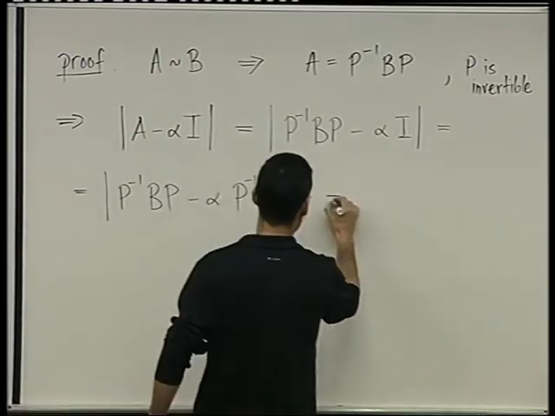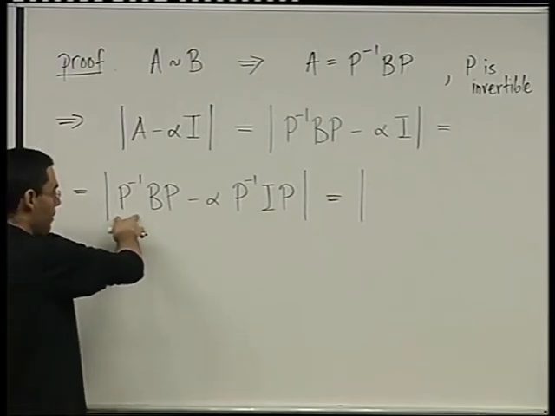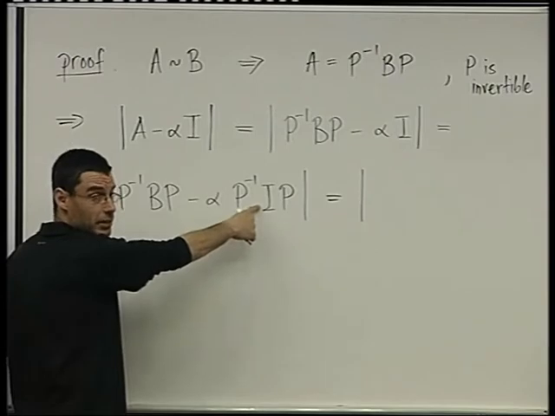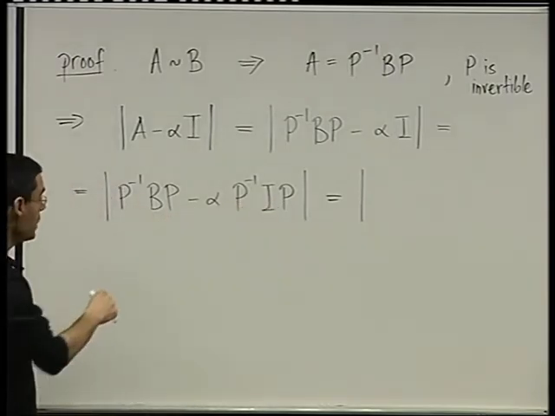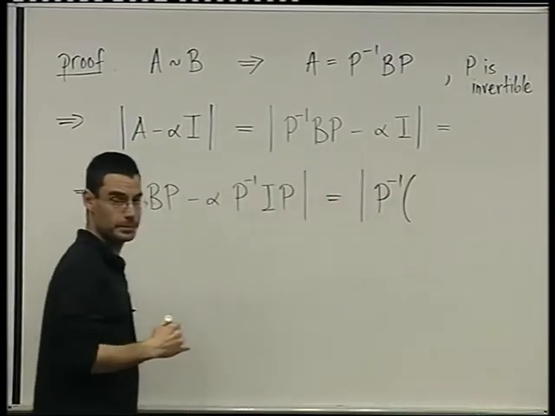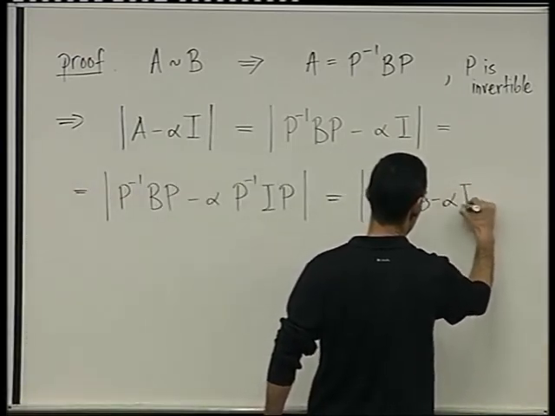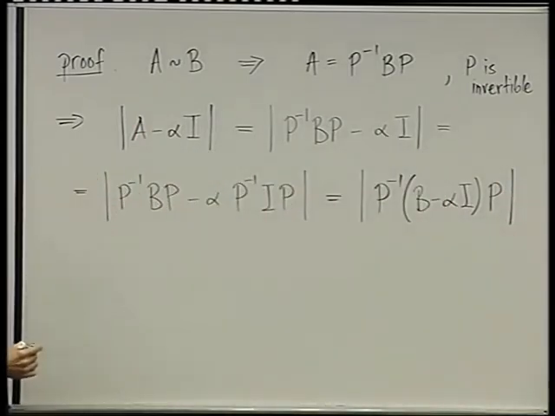And now I can distribute, right? Everything is still living inside the determinant, but now I can pull out a P inverse as a factor. I can first throw the alpha inside here, because it's a scalar, it can move freely among the multiplication. And then I can pull out a P inverse from the left. And then I have B minus alpha I. And then I have P. Matrix multiplication satisfies this distributivity with respect to addition.